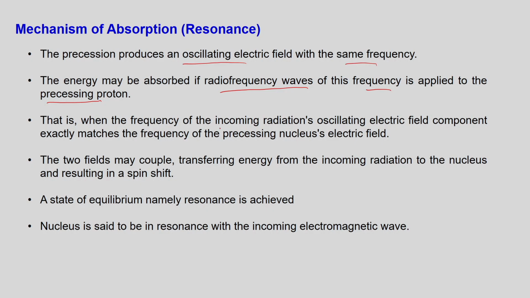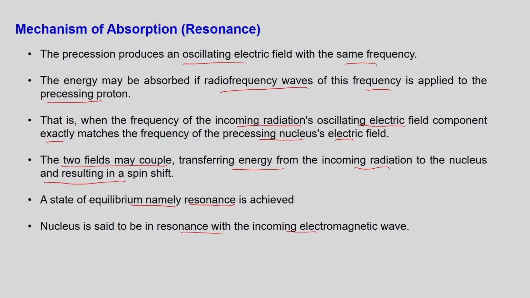That is when the frequency of the incoming radiation's oscillating electric field component exactly matches the frequency of the precessing nucleus's electric field, then we have resonance. The two fields may couple, transferring energy from the incoming radiation to the nucleus and resulting in a spin flip. This state of equilibrium is known as resonance. So, we say the nucleus is in resonance with the incoming electromagnetic waves. You must have understood: you have a spinning nucleus causing an electric field which has a particular frequency.